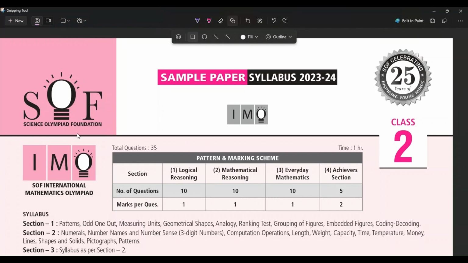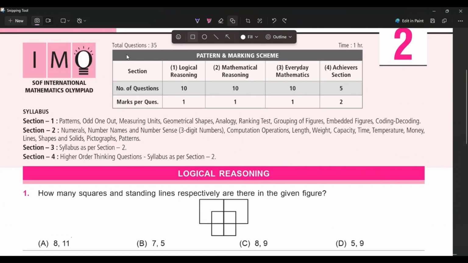In this video you are going to see the SOF International Mathematics Olympiad Class 2 sample paper and syllabus for 2023 to 2024. The total number of questions is 35. Pattern and marking scheme: the number of questions in logical reasoning is 10. The second section, mathematical reasoning, has 10 questions. The third section, everyday mathematics, has 10 questions. The fourth section, the achievers section, has 5 questions. Marks per question: the first section 1 mark, the second section 1 mark, the third section 1 mark each, and in the fourth section you have 2 marks for each question.